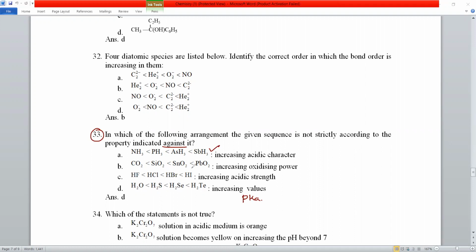Carbon dioxide, silicon dioxide, SnO2, PbO2, increasing oxidizing power, correct. Top to bottom, oxidizing power increases here. And acidic strength increases from top to bottom here also, correct. And top to bottom increasing pKa values.